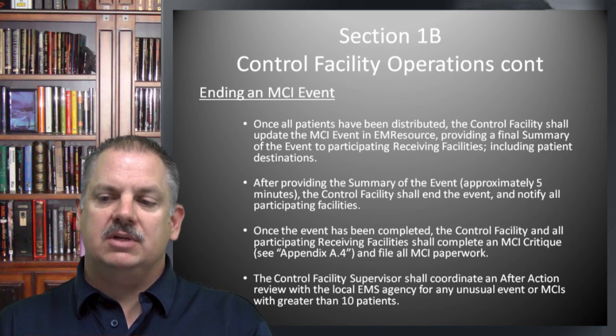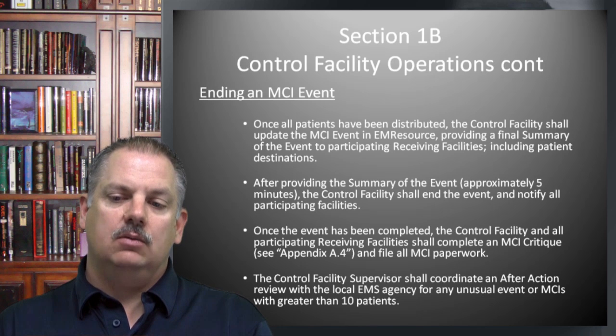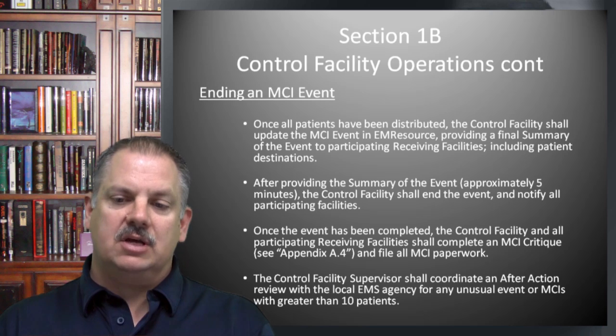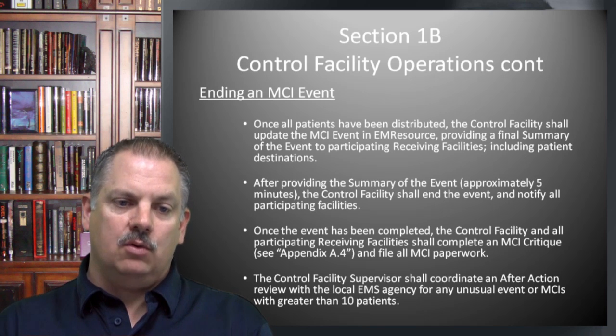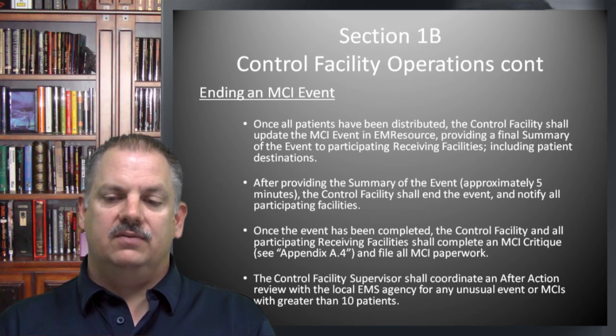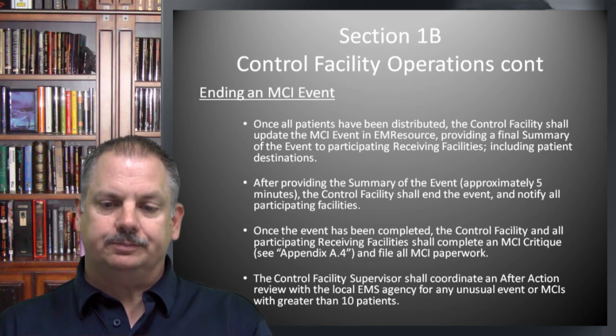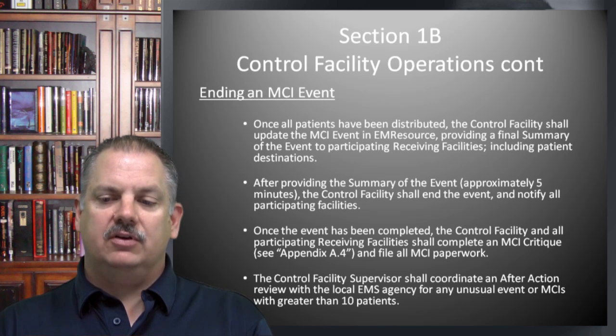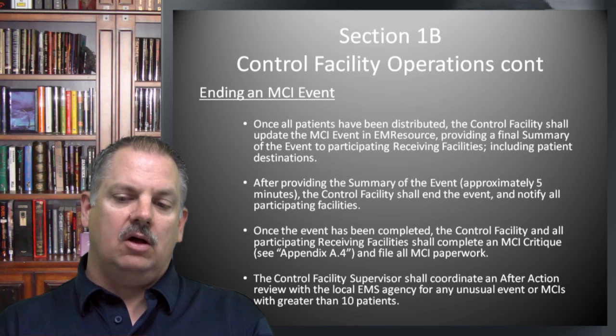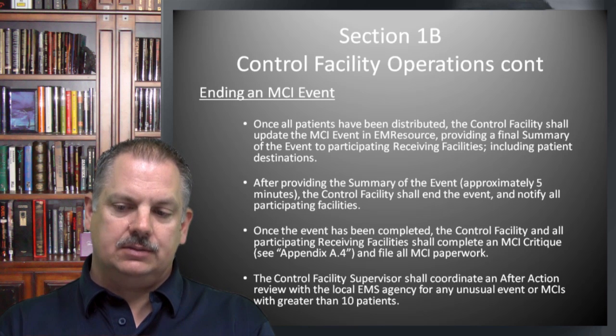But once all the patients have been distributed, the control facility will update the MCI event in EM Resource, and that provides a final summary event that gets texted out or emailed out to all the folks that are subscribed to EM Resource. After that summary goes out, the control facility will end their event and notify all participating facilities.